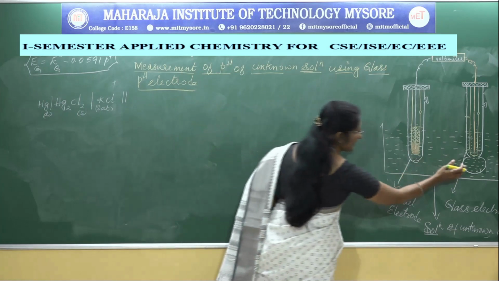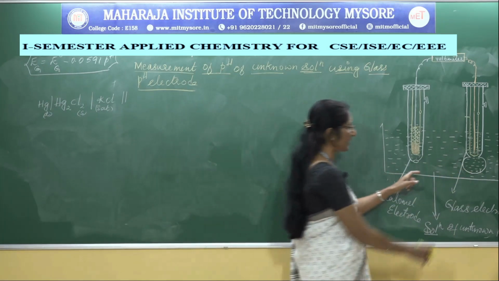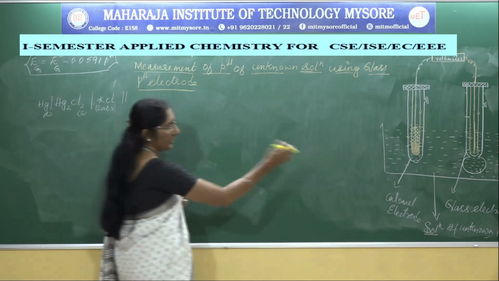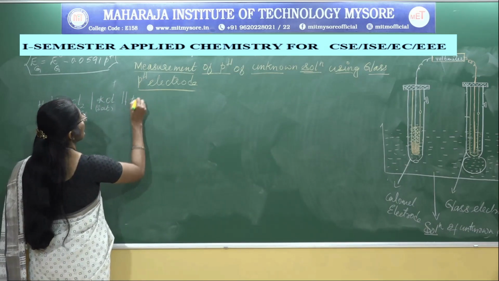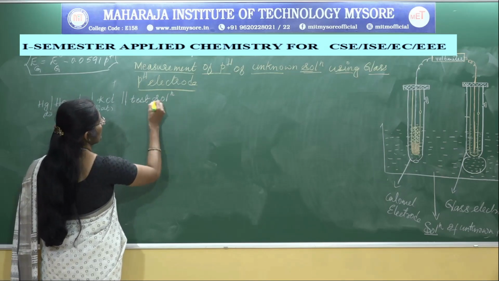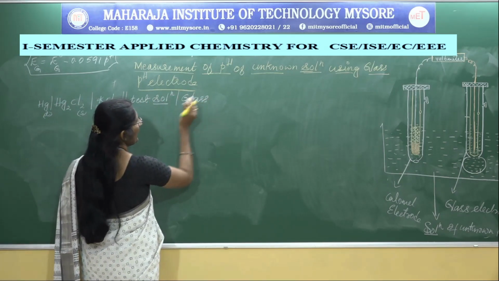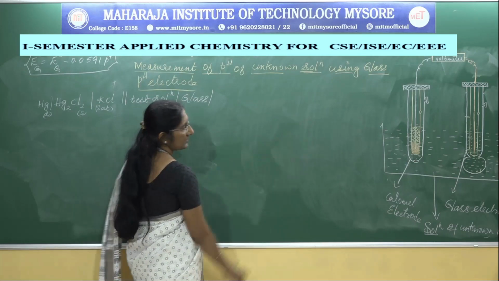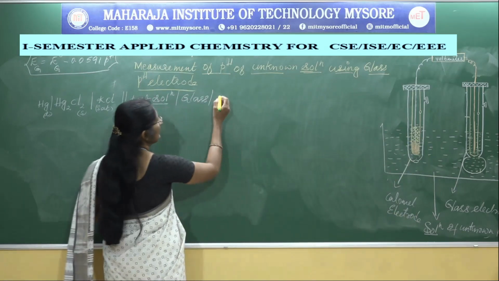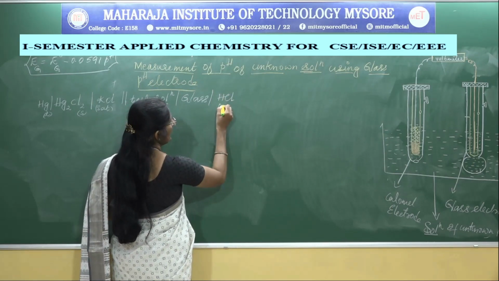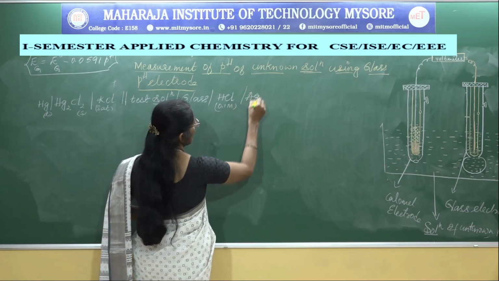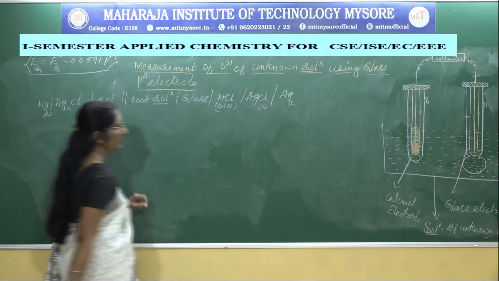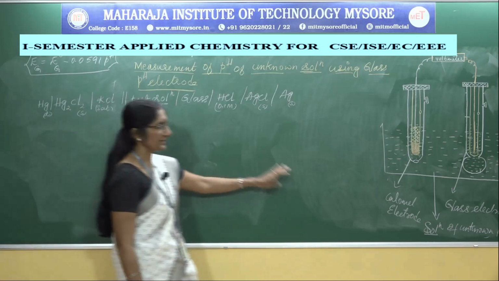Next, the representation of the glass electrode. Observe that the H plus ions are exchanged through the unknown solution. Therefore we have to mention here the test solution. Through the glass membrane there will be an exchange of H plus ions between the test solution and the glass. Then we have to represent the internal reference electrode, which is a silver chloride electrode, that is HCl 0.1 molar, then silver chloride, then silver. The physical state of this is solid, and this is also solid. This is the representation of this galvanic cell.